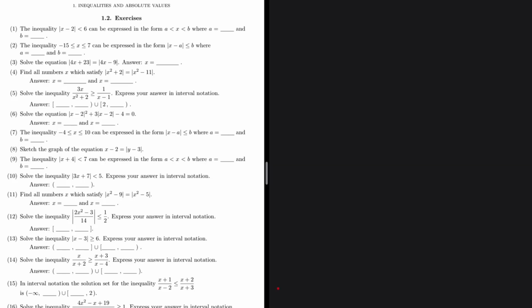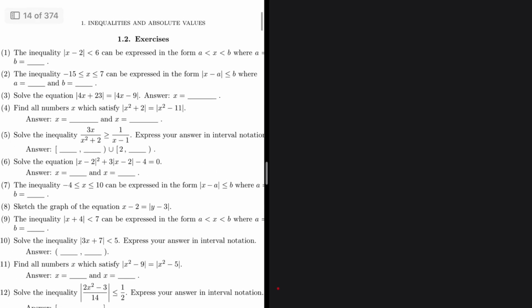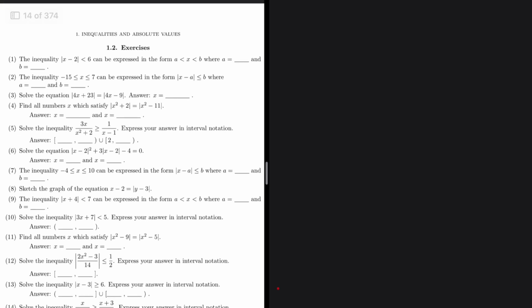Let's take a look at the first question. The inequality absolute value of x minus 2 less than 6 can be expressed in the form x is between a and b, where a is equal to and b is equal to. Right, so let me just write that down. So what are we saying? We're saying that the absolute value of x minus 2 is less than 6.